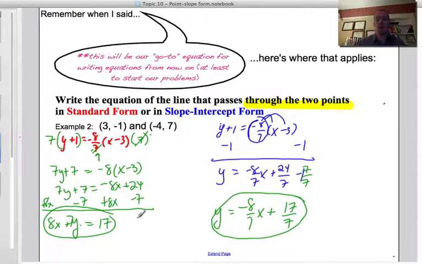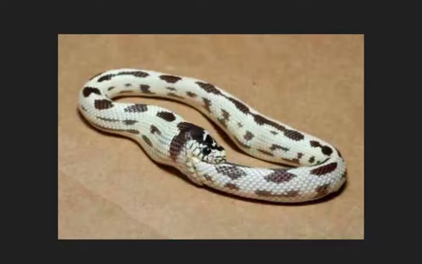Woo! Alright, so standard form, slope-intercept form, and then point-slope form was what we started with there.